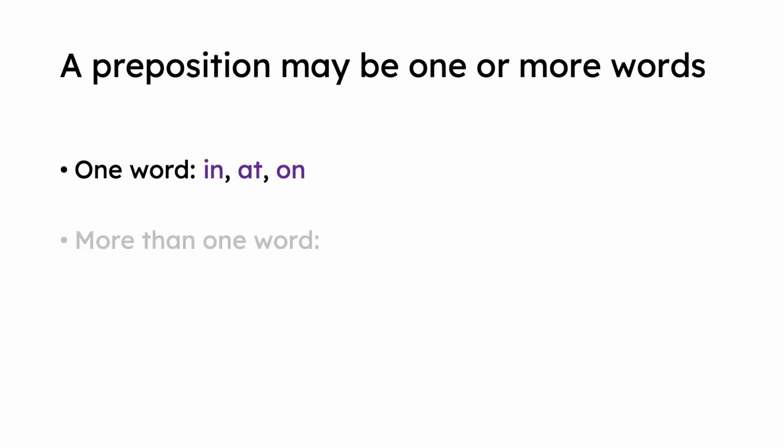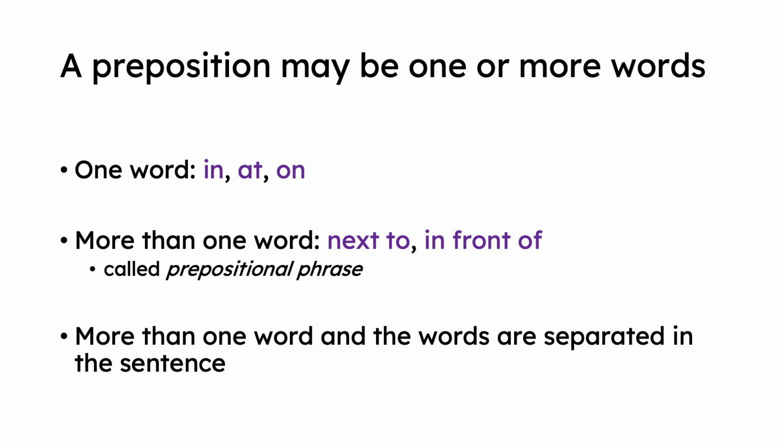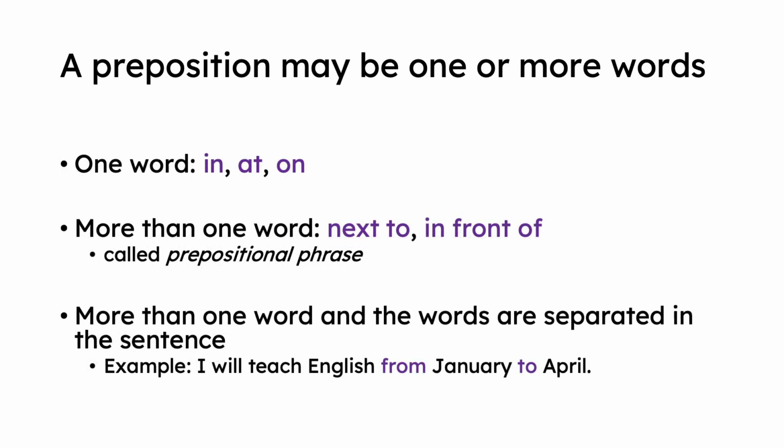Now, a preposition might be just one word, or it could be more than one word. So some examples of a one-word preposition are in, at, on. Some examples of prepositions that are more than one word: next to, in front of. Each one of these is called a prepositional phrase. Sometimes the words of a prepositional phrase are next to each other, but sometimes they are separated. For example, I will teach English from January to April.